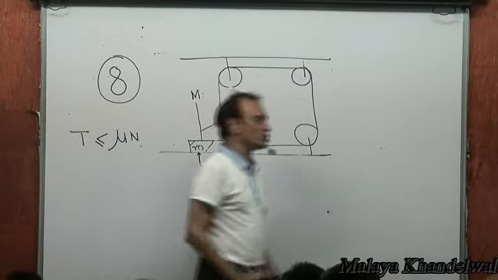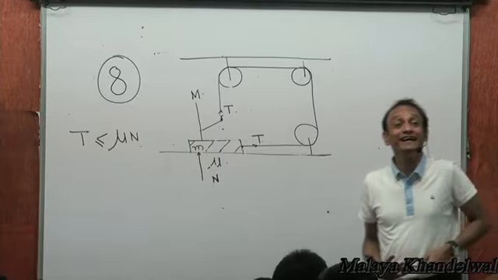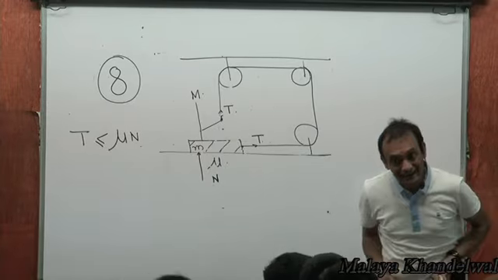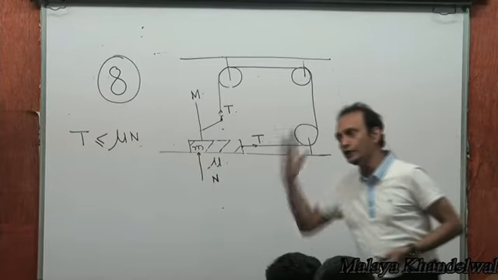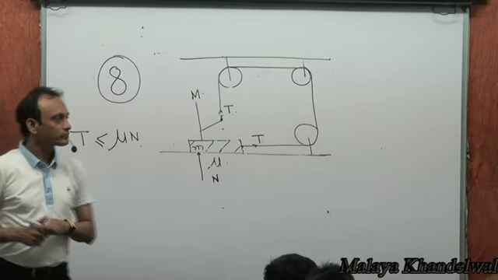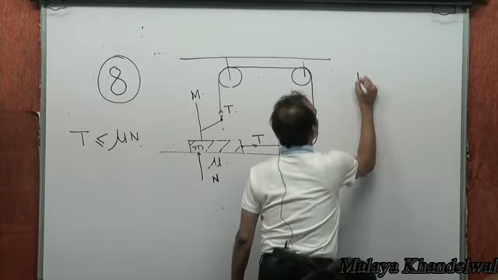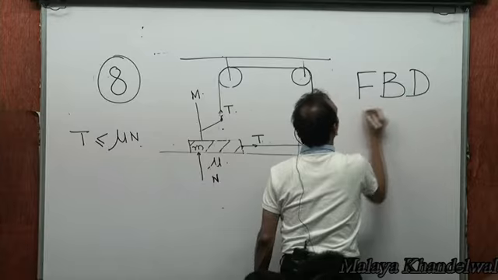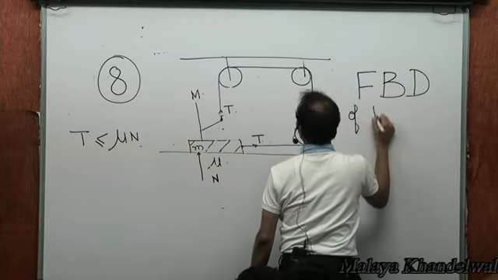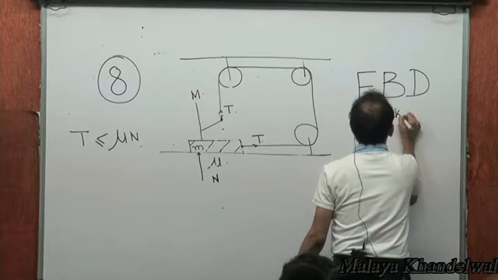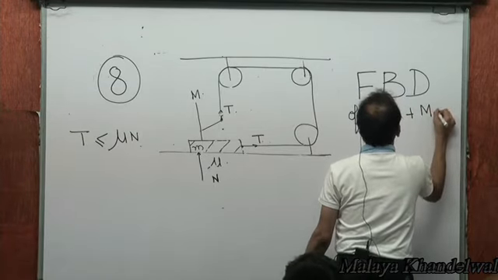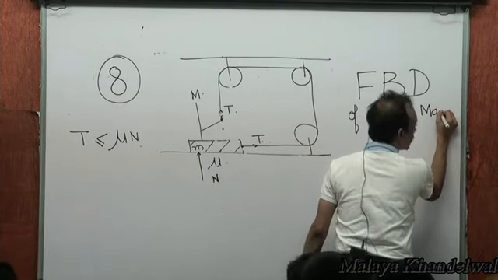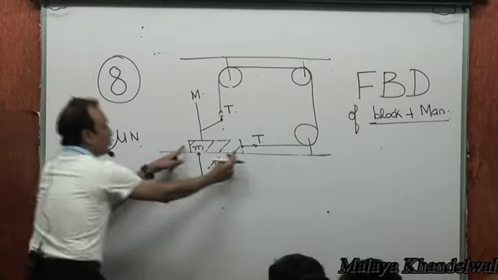T should be less than or equal to this. The whole task now is to be able to find N, the normal reaction between the block and the ground. Now what I do is, I look at the free body diagram. I examine the free body diagram of this block, that is the board as they mentioned in the problem, block plus man. Let me draw the free body diagram of block plus man. All right. That is the board plus man.